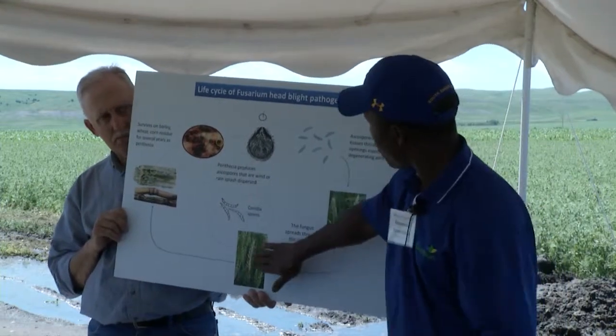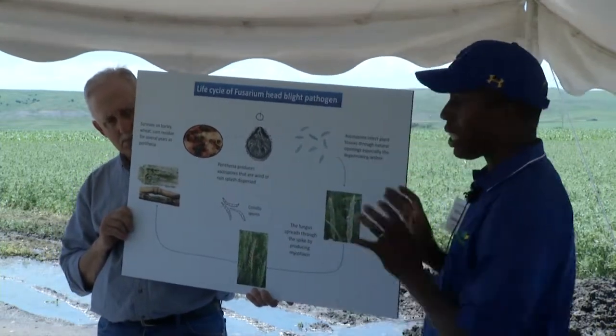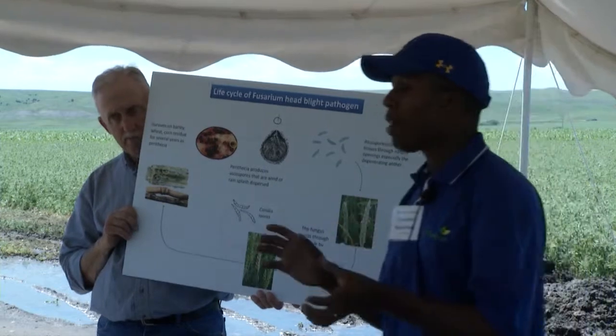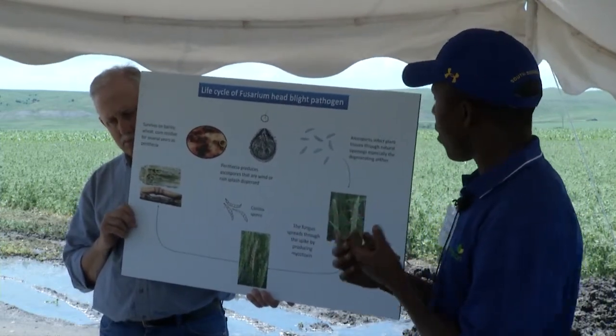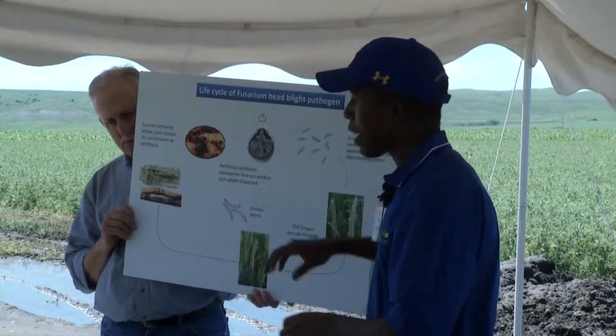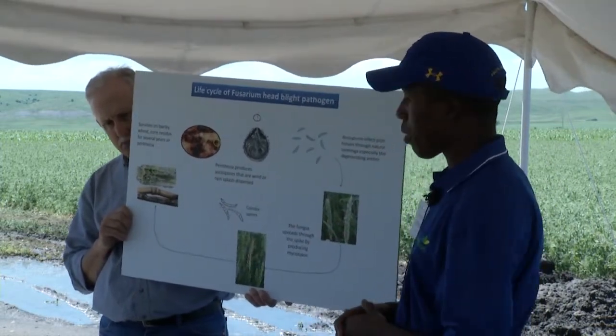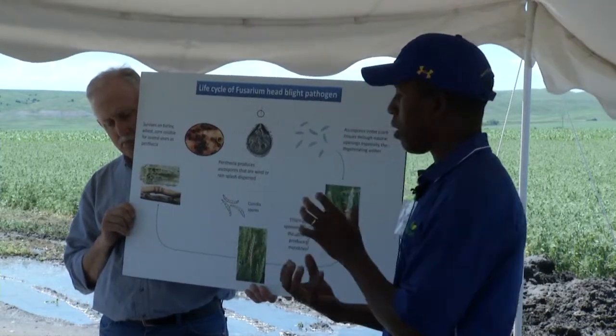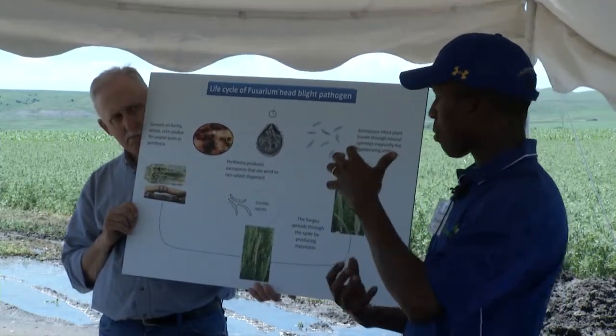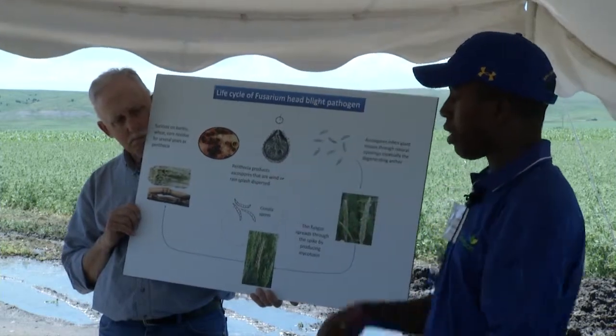So once the infection has taken place, what happens is that the fungus then produces the mycotoxin that will help the fungus to spread within the wheat head. So it's usually the mycotoxin that kills the plant cells and then helps the fungus to spread within the wheat head.